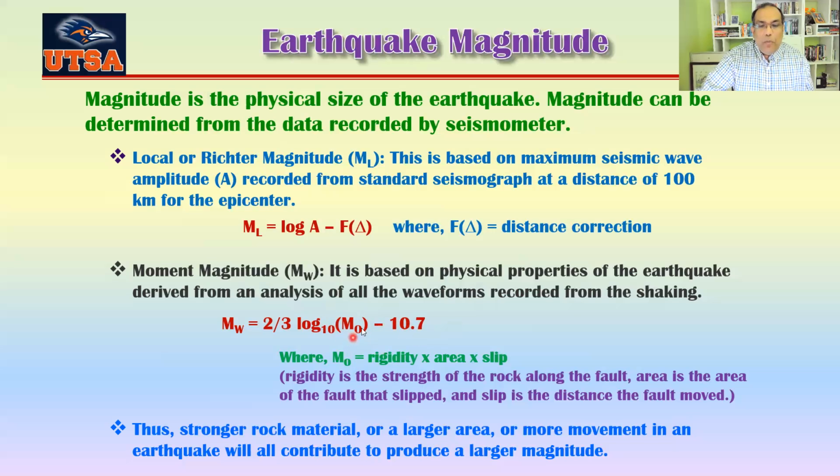Now, what is that moment here? The moment is basically rigidity multiplied by the area multiplied by the slip. What is the rigidity? Rigidity is the strength of the rock along the fault. Area is the area of the fault that slipped. And slip is the distance the fault moved. So how much area, how much it moved, and what type of rock we are talking about. Okay, so based on that we can get your M naught.